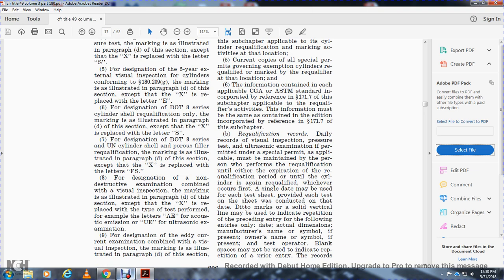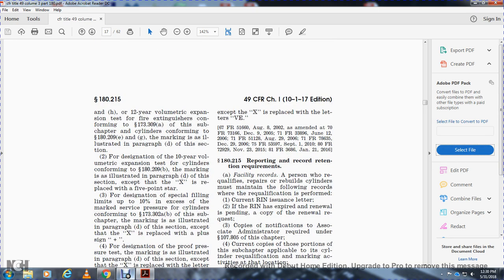For the designation unrestricted examination combined with the visual inspection, the marking illustrated in paragraph D of this section, with the X replaced with the type of the test performed. For example, the letters AE for the acoustic emission, UE for the ultrasonic examination. For the designation of the examination combined with the visual inspection, the marking illustrated in paragraph D of this section, except for the X replaced with the letters VE.